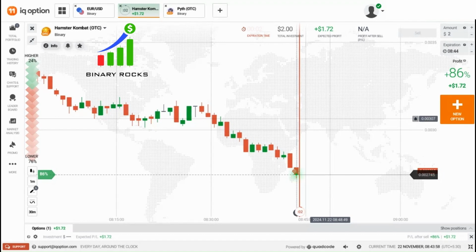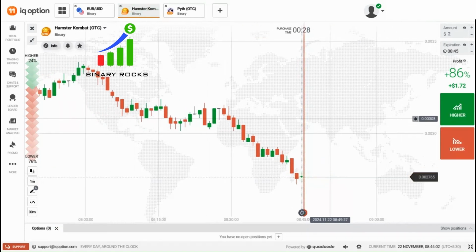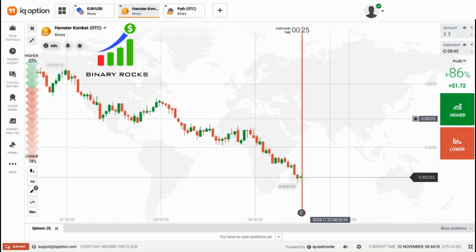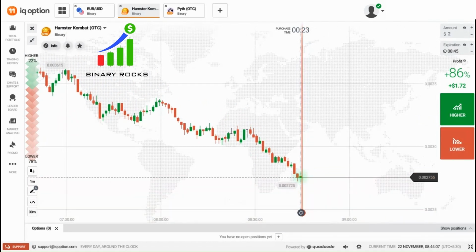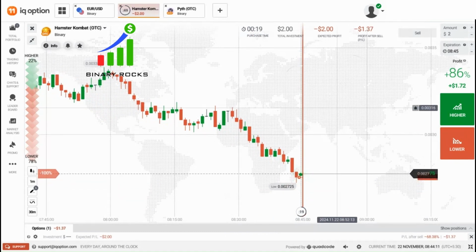So don't make these kind of mistakes while you are trading. Okay, again I will go with sellers. Let me plot a trend line also. I don't have price action, there is no level. So I will go only with sellers here.